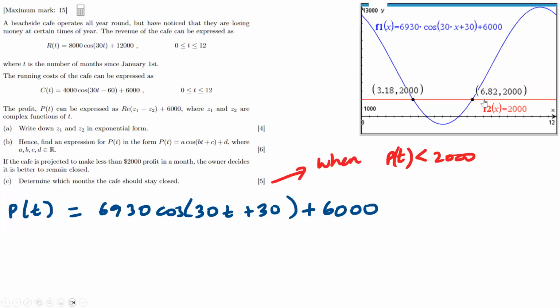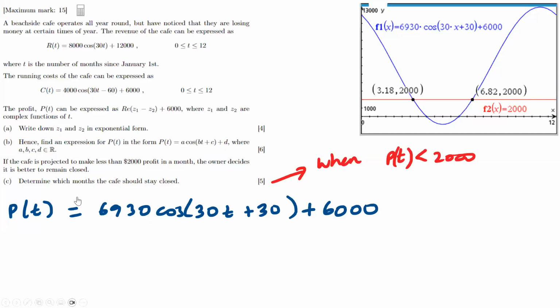So 6.82, when the profits start coming back up above $2,000, that's at the end of July. 0.82 is about 24, 25 days, so we could actually identify roughly down to a day, bearing in mind this is just a mathematical model, it's an approximation. Approximately from April 5th until about July 25th, the profits are below $2,000, and so really the cafe should stay closed.